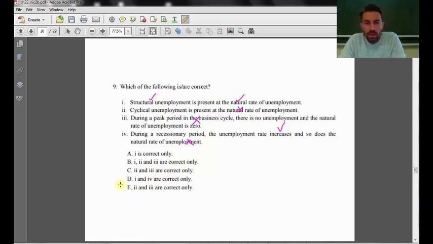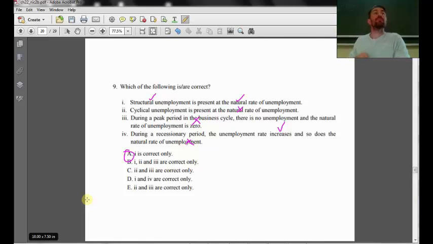So what have we got? Option 1. Okay, so option A, 1 only is correct. Any questions? Anything you want clarity on?